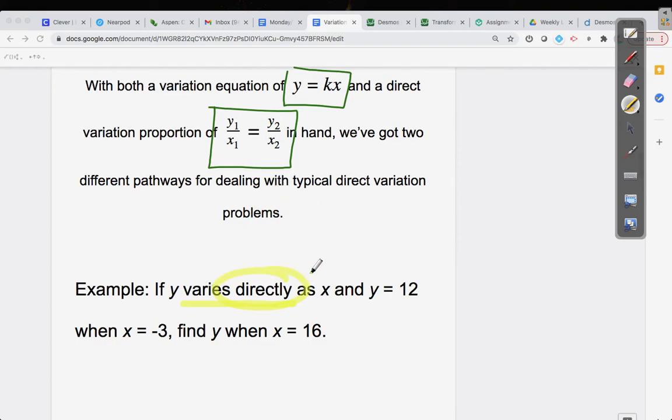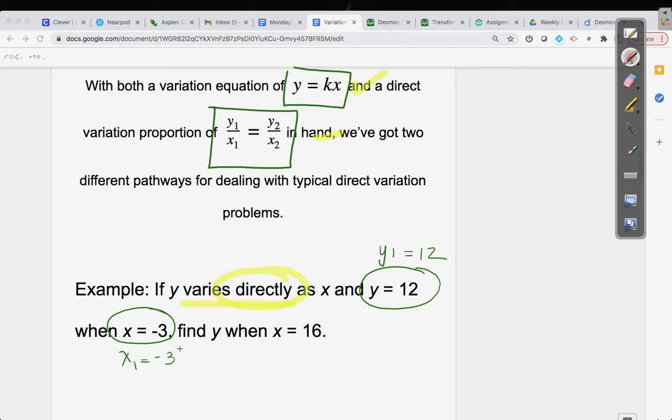Y varies directly as x, we're talking about direct variation. And then we're given specific values. We're told that y is 12 when x is negative 3. So you want to think of this as, okay, I've got a y value and I've got an x value. So I could decide to choose to use this equation, or I might decide to use this proportion, in which case I could think of this as my y sub 1, and I could think of this as my x sub 1. It really depends on what avenue I'm going to pursue.